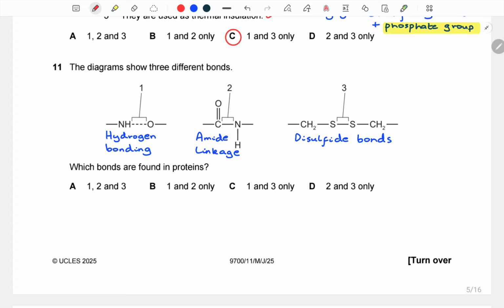This is an amide linkage, as you can see from this functional group CONH. This bit over here indicates an amide linkage, and this is a disulfide bond. So hence all of these are found in proteins, and our answer for 11 should be A.